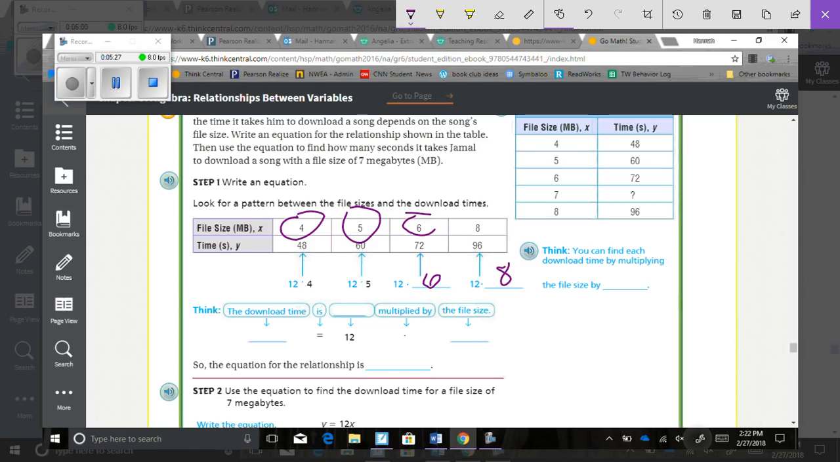So our pattern is that we're multiplying each file size by 12. So we need to use that for our equation. So the download time is going to be y, we don't know it yet, is 12 multiplied by the file size, which is x. So the equation for the relationship is y equals 12x. That's the first part of our problem.